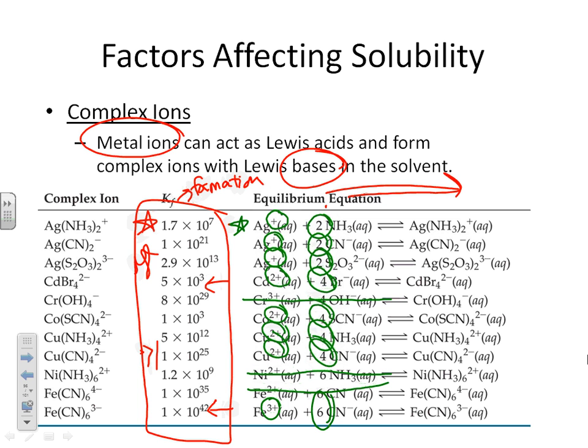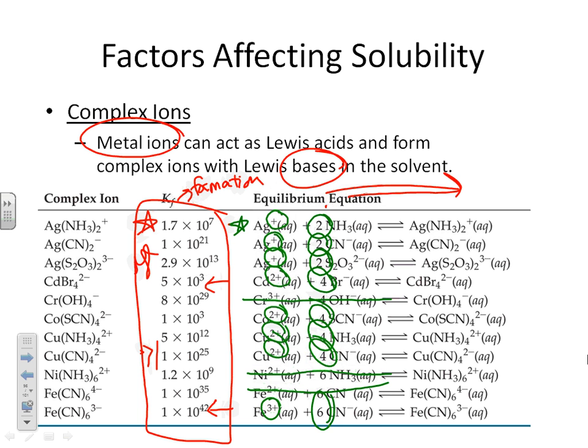There tends to be a pattern where you take the charge on the metal cation, double that number, and that's how many of the bases attach to form the complex ion. There are way more complex ions that can form. As you see, not all of them fit this pattern. So I'm not saying that this is the only way that we form them, but it is the most common way that complex ions are formed.